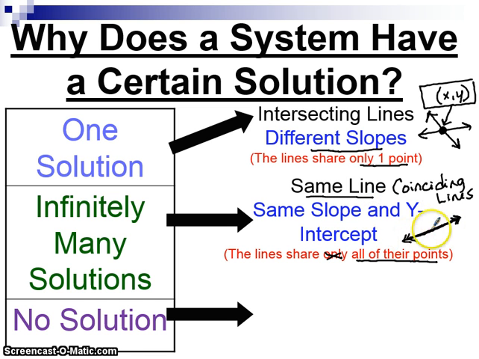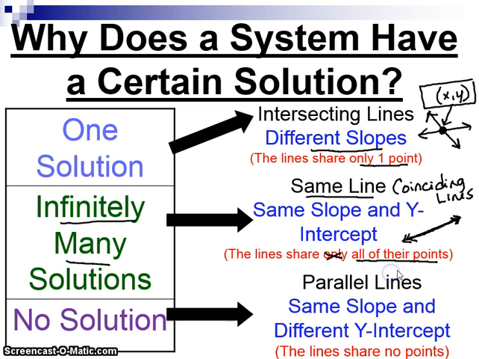They would touch at every point because they are the same exact line. So every point on one line is the same as every point on the other line, and that means that every point on the line will make them true. And can we list every point on that line? No, so that's why we say there's infinitely many. We can't list them.